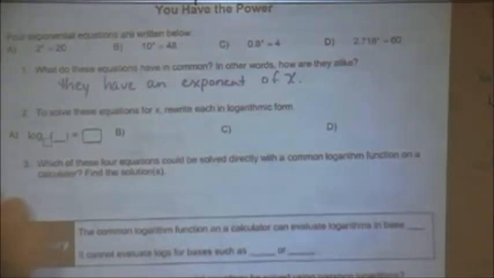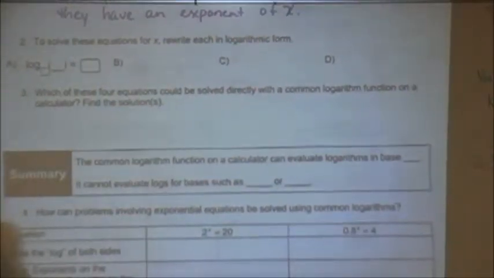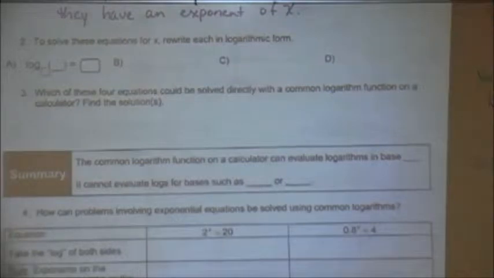Okay, so they want you to solve these equations for x, and in order to do that, you have to rewrite them as logarithms. So I'm going to rewrite each one of them logarithmically. We've been doing this for the past several days, so this should be pretty easy. Remember, your base is your base. What was your answer becomes your argument, and your exponent is your answer.